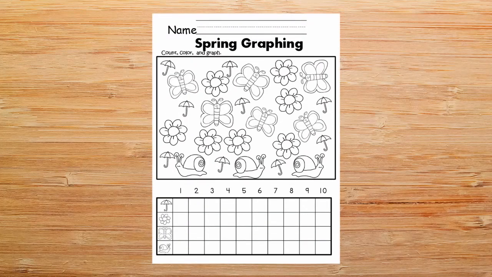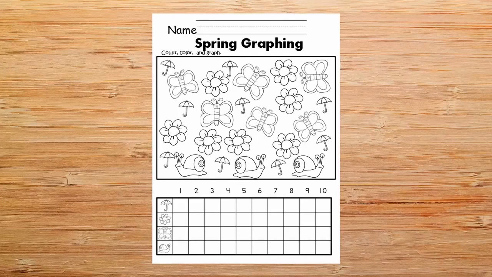Today's lesson is all about graphing. In these activities, you are going to color in certain pictures and then count them and then graph them below. And that means to show me visually how many items there were of each. Let's begin with our first worksheet.